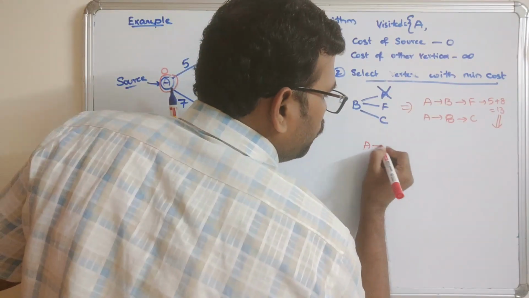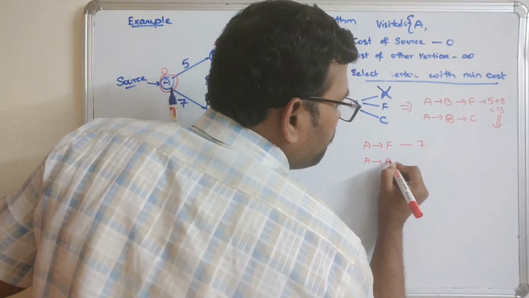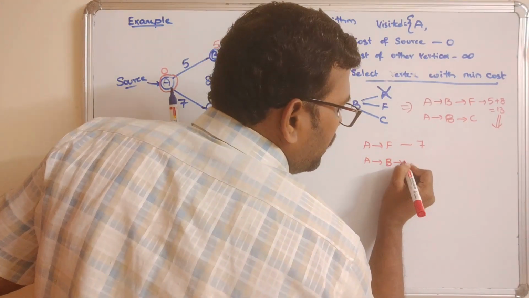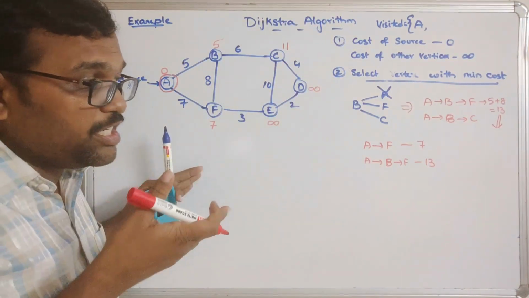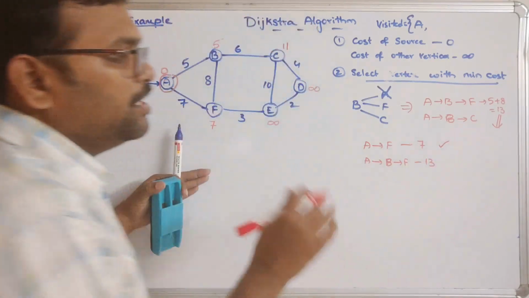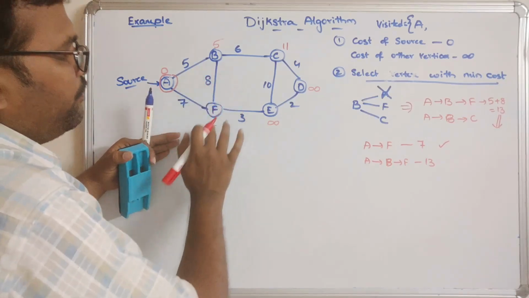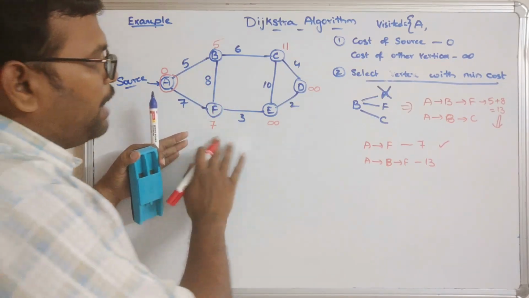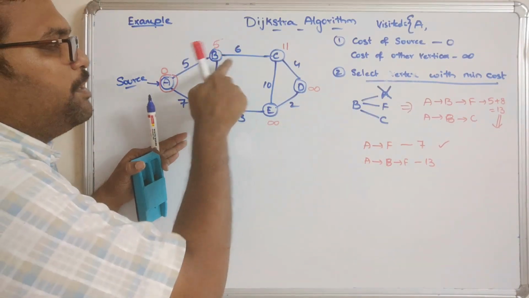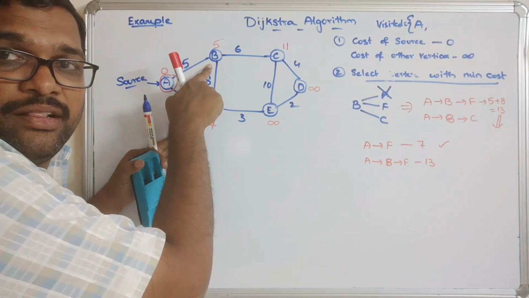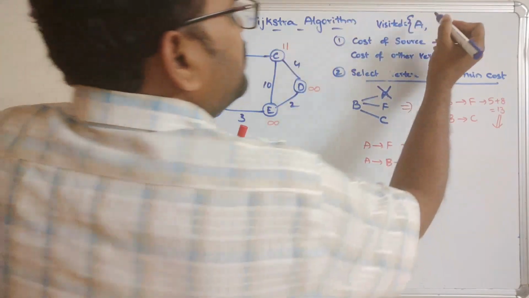See, A to F is 7, and A to B to F is 13. Among these, which will be the shortest path? Obviously 7 is the shortest path, so we need to select the minimum. We need not update this one. So we are done with the neighbors of B, and we can add B to the visited set.